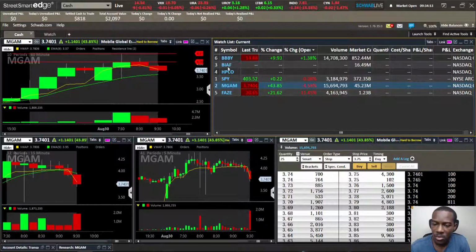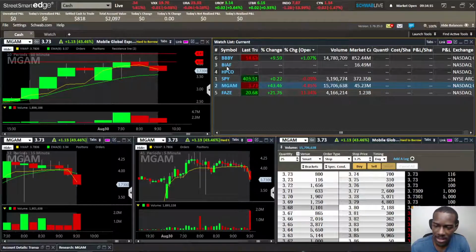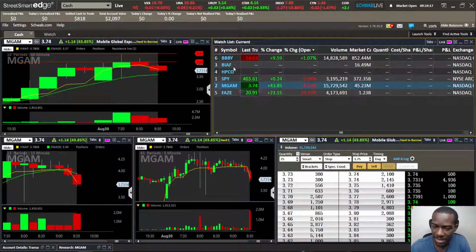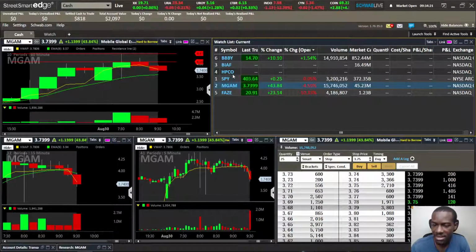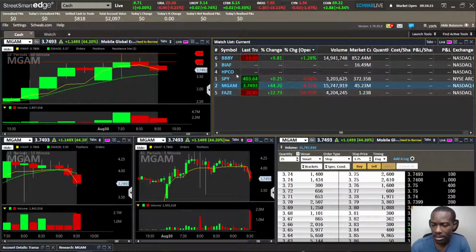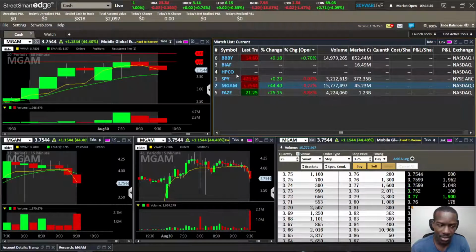And these other two were IPOs that are supposed to be opening today. BIAF was a cancer company, and then HPCO is, they're trying to replace cigarettes basically.